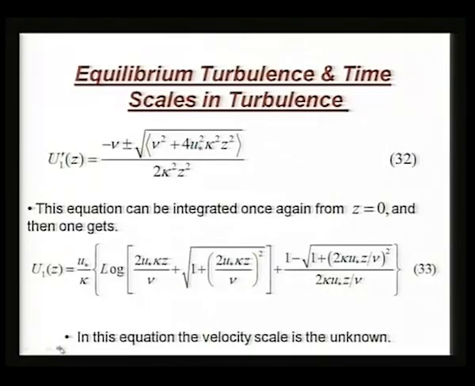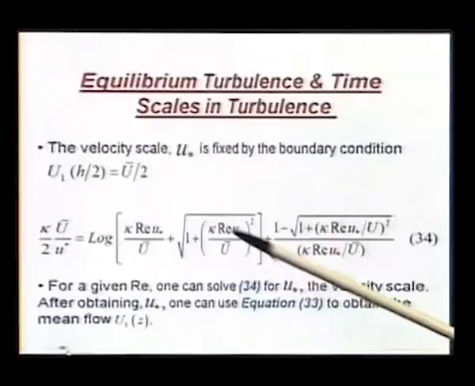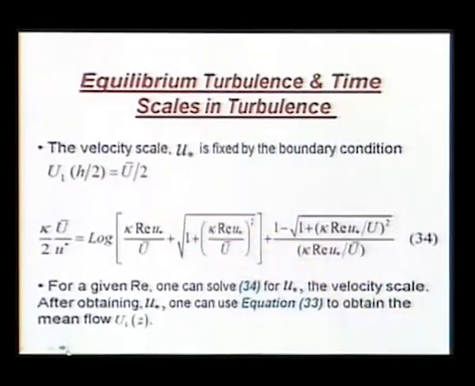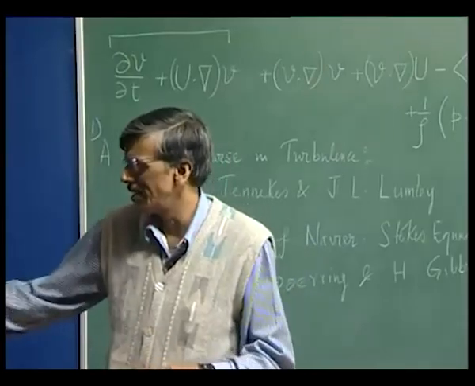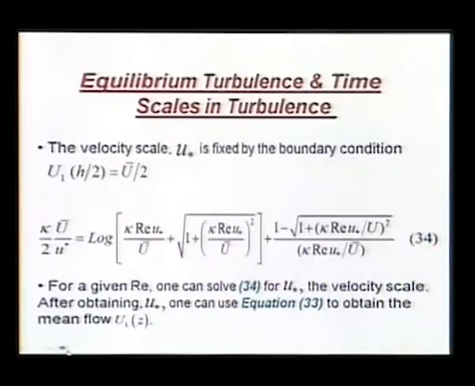So, once we can get this velocity scale, then we can get the solution for the velocity profile, right. How do you get this velocity scale? It is very easy. You have that equation, the solution, and apply the boundary condition. The boundary condition is that if I go at the midpoint, it is linearly growing. So, I get this, right. So, I substitute it there and I get this equation.